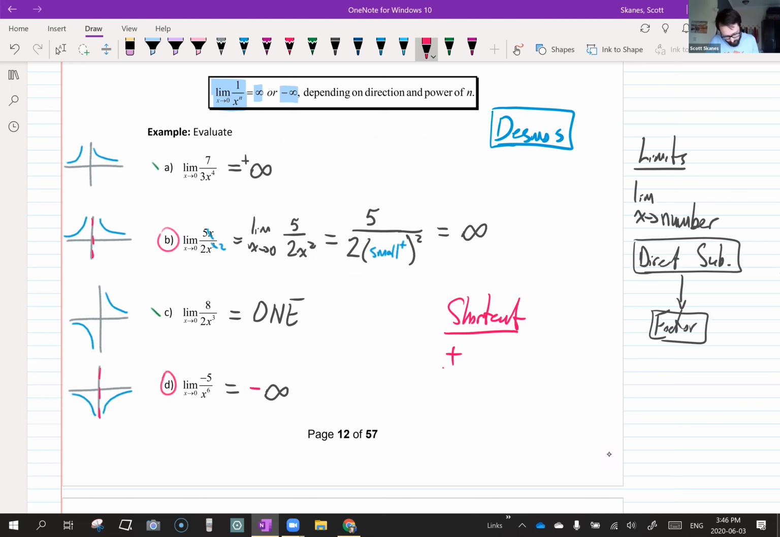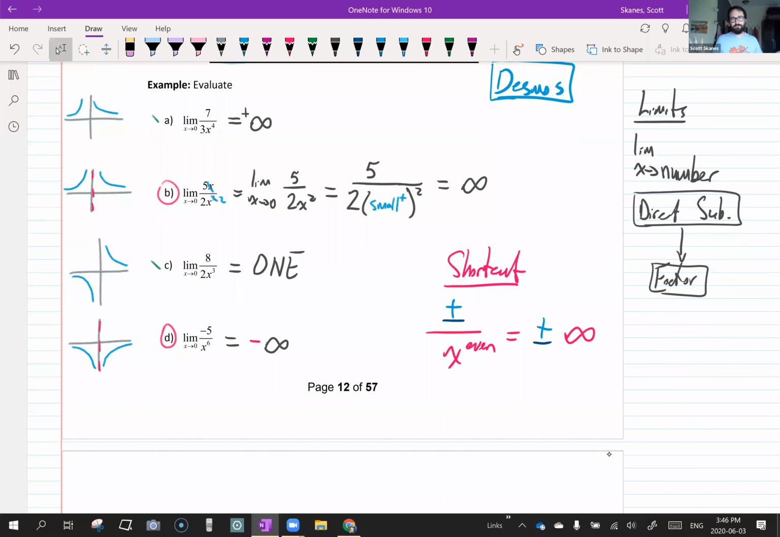If you have a positive or negative number over x to the power of an even, you'll get plus or minus infinity. Plus, plus, negative, negative. So your evens will give infinity. You just need to be careful about the sign. If you have any plus or minus number over x to the power of any odd, once you simplify, of course, it's going to give us does not exist.